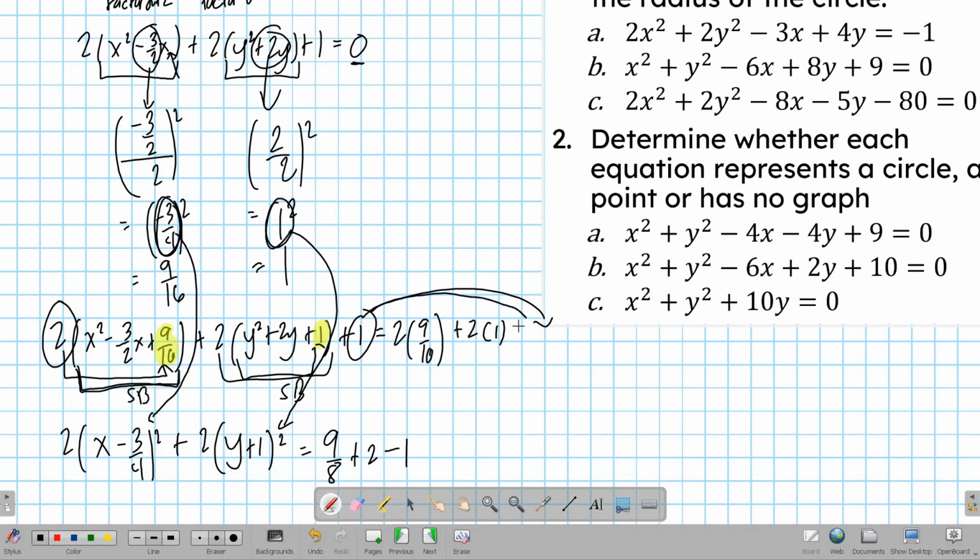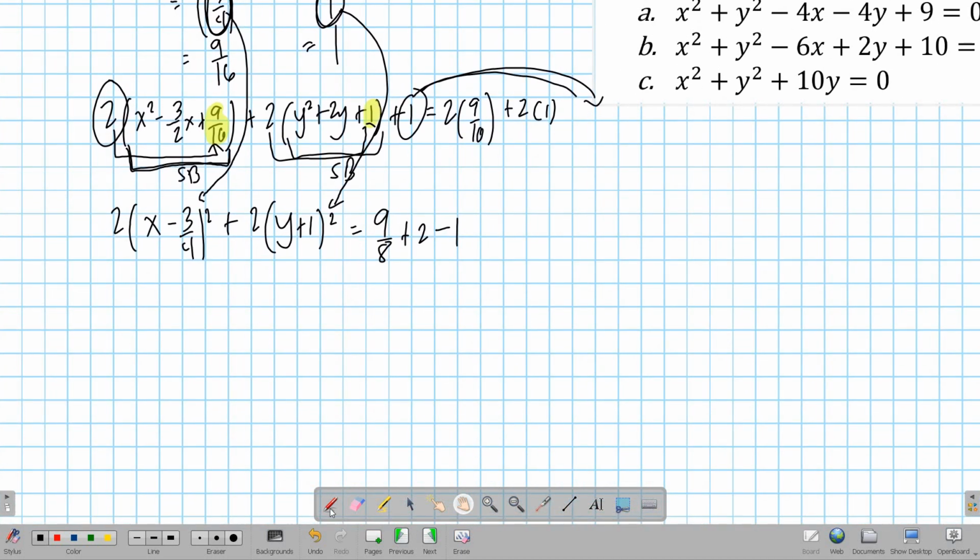Ito na yung minus 1 na yun. So, therefore, we'll have 2 times x minus 3/4 squared plus 2 times y plus 1 squared is equal to, you have 9/8 plus 2 minus 1 will be equal to 17 over 8.